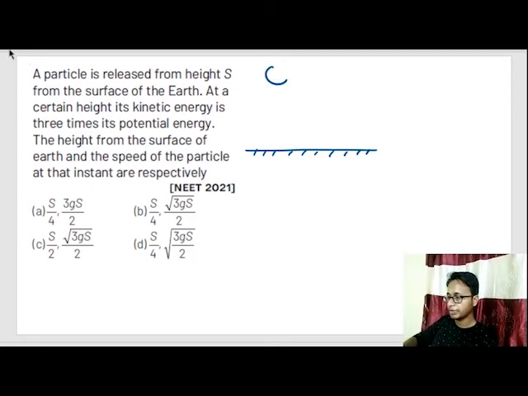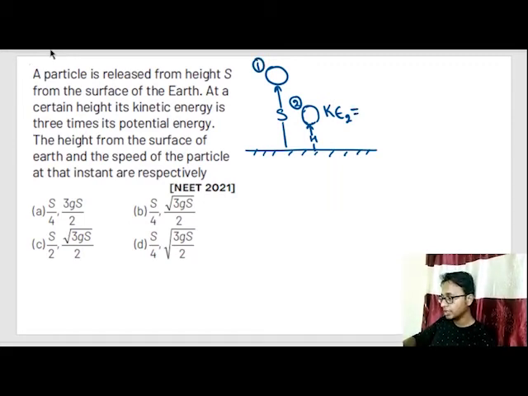The particle is situated out here. Suppose it was situated at height s. Now this particle is dropped. As this particle reaches somewhere at this point, assume height h. Let's say this is point 2, this is point 1. The kinetic energy at point 2 is 3 times the potential energy at point 2.